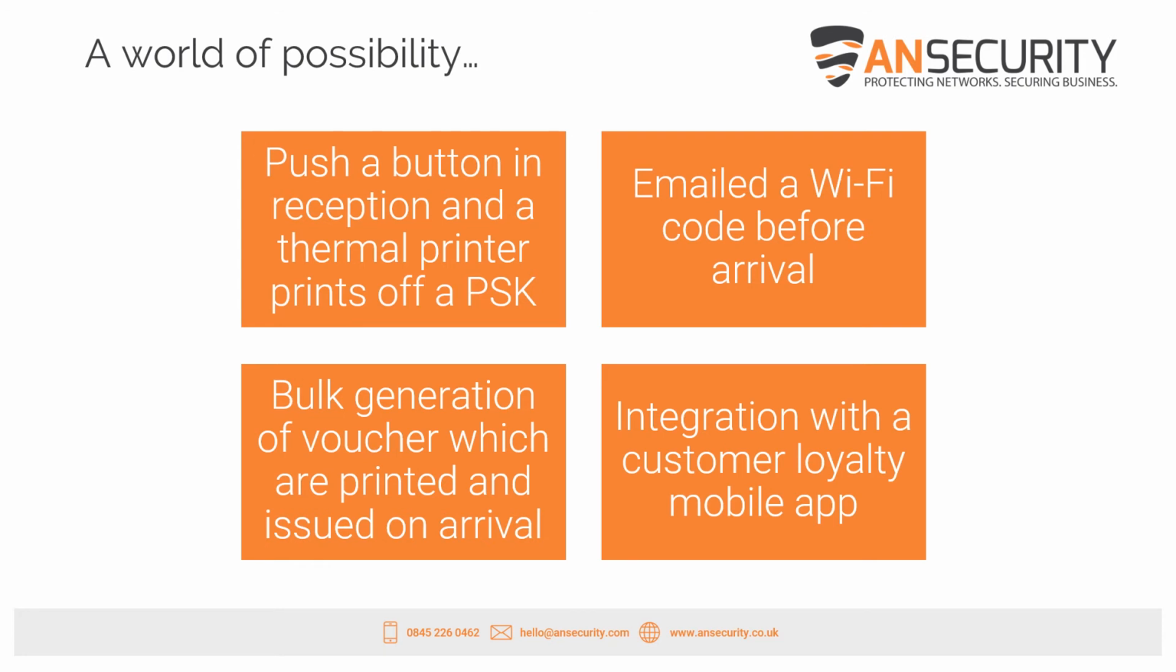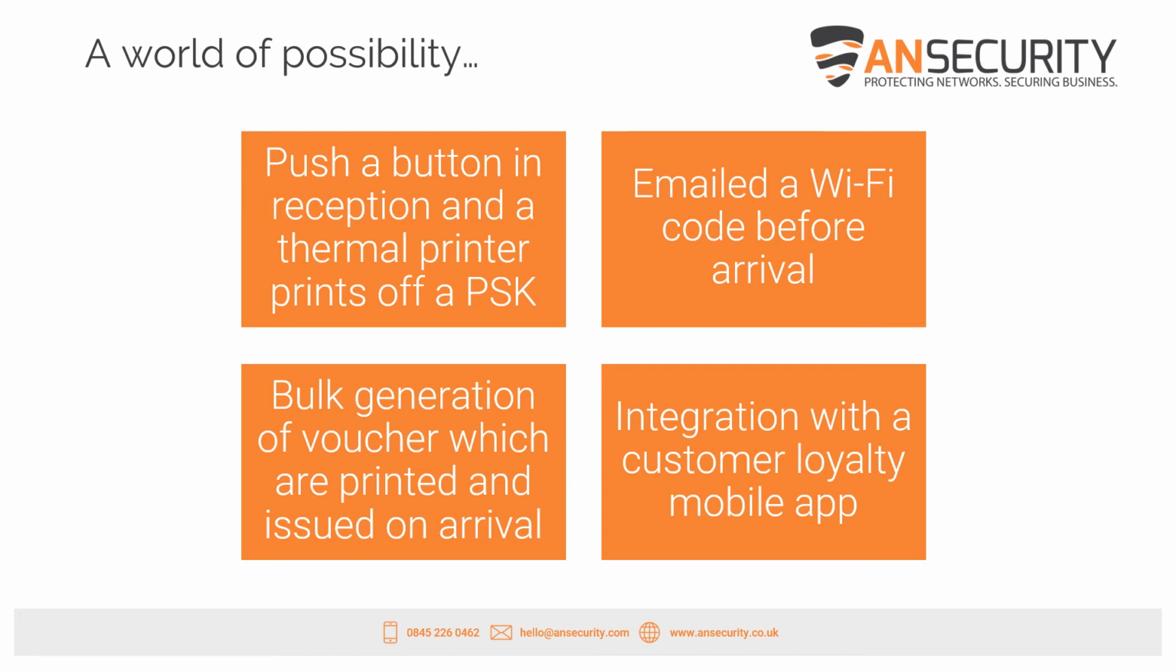The infinite flexibility of Ruckus Cloudpath, in particular when integrating with its various APIs, really does open up a world of possibility. Starting out perhaps with a receptionist being able to push a button, perhaps that button's plugged into a Raspberry Pi, that makes an API call out to the Ruckus Cloudpath service, and it then returns a pre-shared key which can be printed off on a thermal printer for the receptionist to then hand to the guest on arrival.